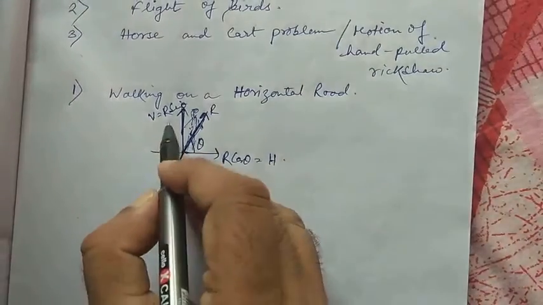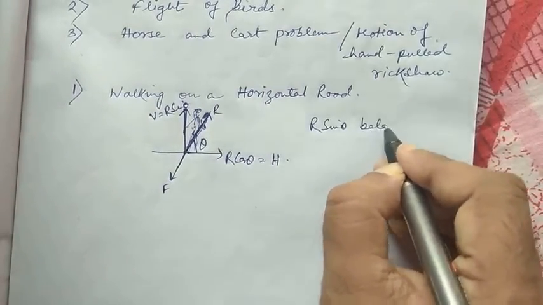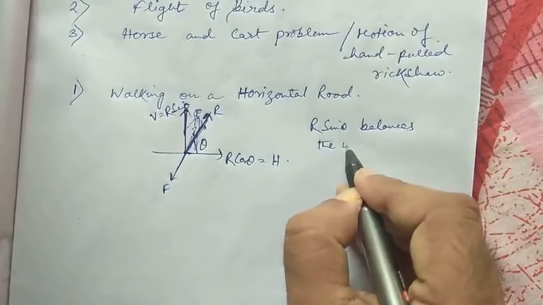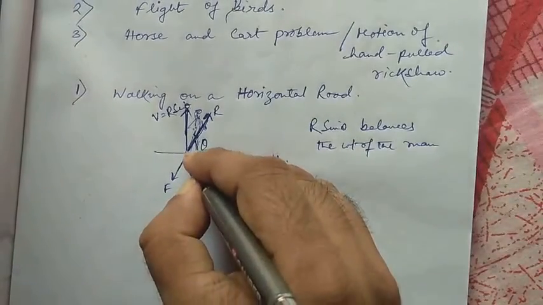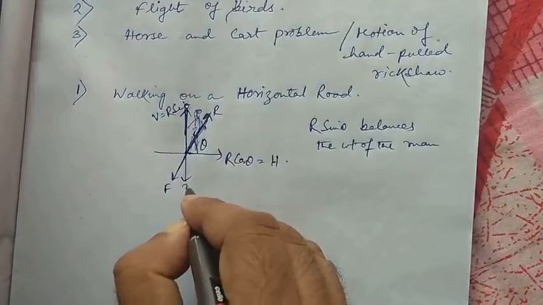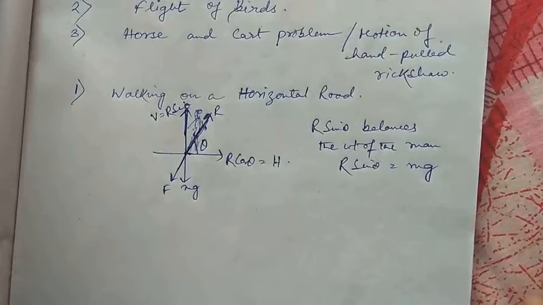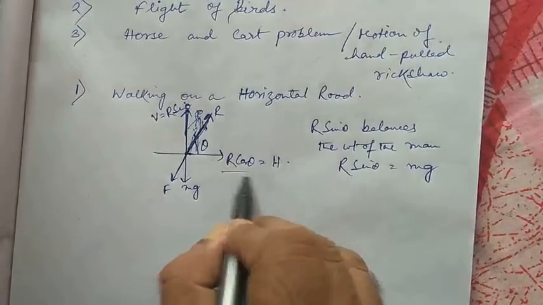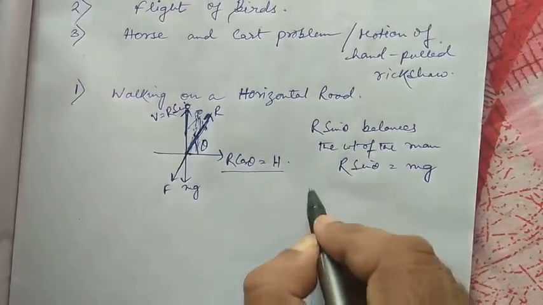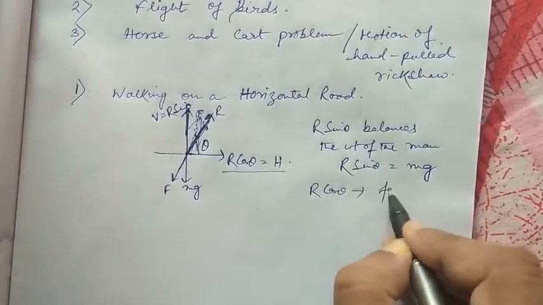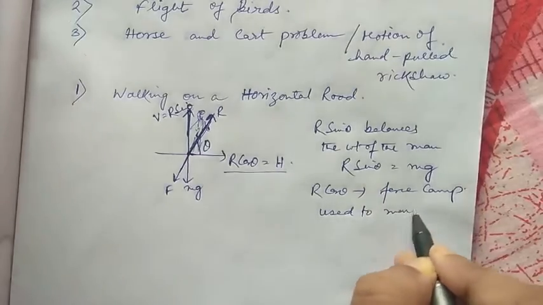What does R sin theta do? Now R sin theta balances the weight of the man. We all know weight always acts in a vertically downward direction. This is mg. So we can write that R sin theta is equal to the weight of the man, or rather mg. The second component, R cos theta, is the force used by the man to move forward. So R cos theta is the force component used to move forward.